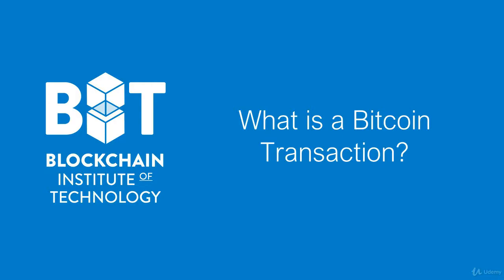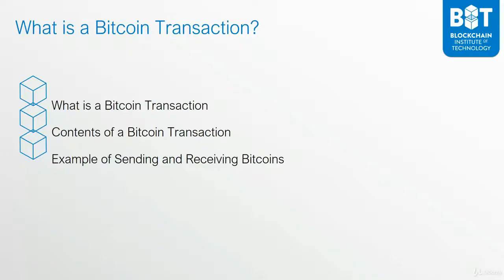In this section, we will be discussing what is a Bitcoin transaction. This section will lay the groundwork for the rest of the course, as we will be covering key elements which we will be making reference to in future sections of this course. We will begin with what is a Bitcoin transaction. We will then follow that with the contents of a Bitcoin transaction, and we will finish this section with an example of sending and receiving Bitcoins to set the groundwork for the rest of the course.